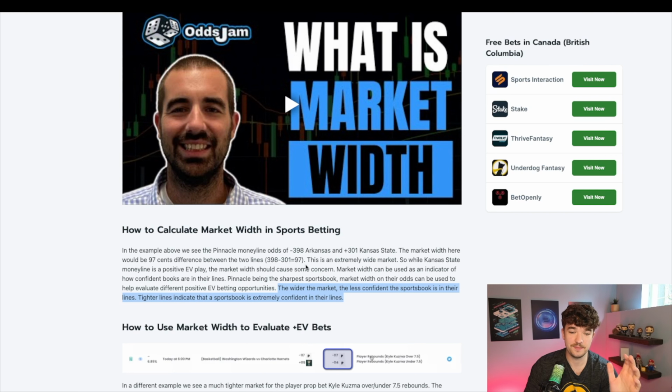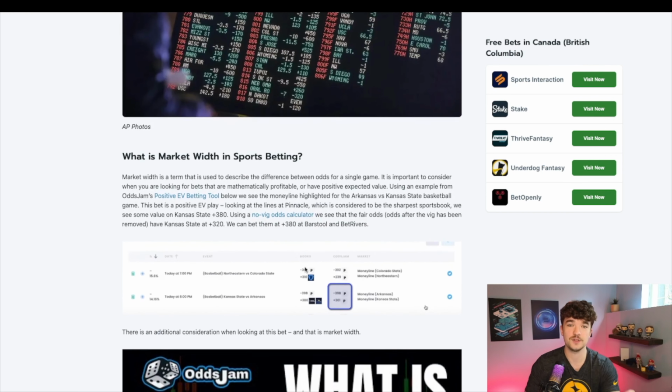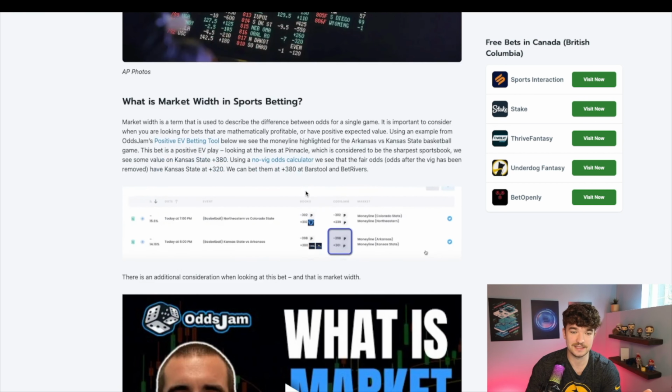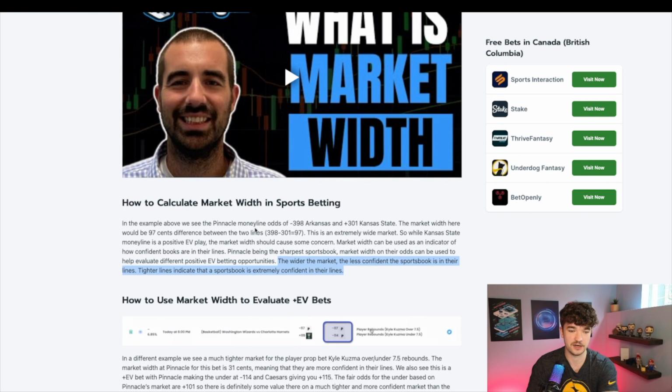Well, width is basically the difference between odds in a market, and that tells you how confident a sportsbook is with those odds. Let's look at an example on this website. Pinnacle has Arkansas minus 398 and Kansas State at plus 301. You subtract the two lines and you get the width, which for this example is 97. The wider the market, the less confidence a sportsbook has in its lines, and tighter lines indicate that a sportsbook is extremely confident in its lines.